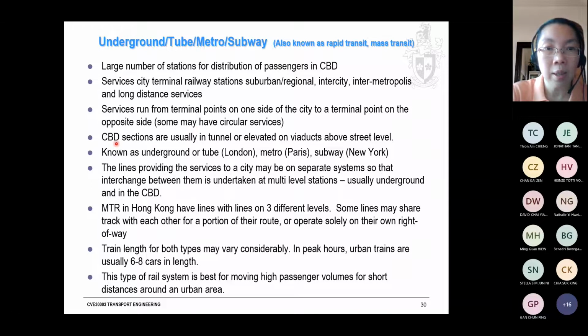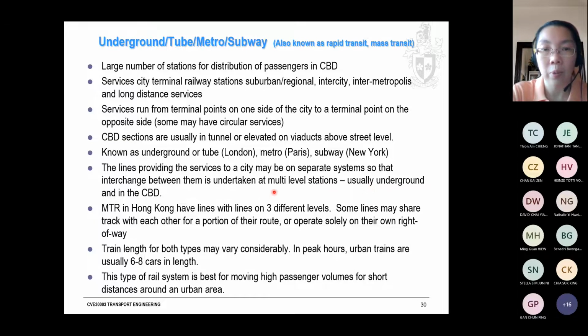And the CBD sections are usually in tunnel or elevated on viaducts above street level. Okay, and you see here the different names given: underground or tube in London, metro in Paris, subway in New York. And the lines providing the services to a city may be on separate systems so that interchange between them is undertaken at multi-level stations, usually underground.